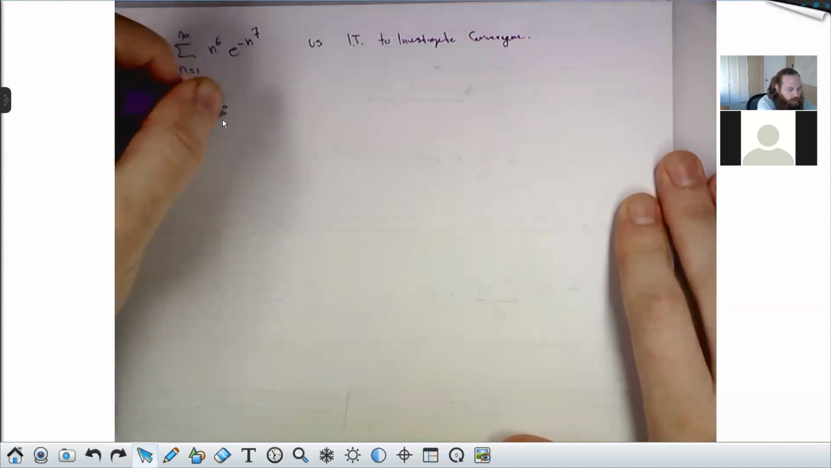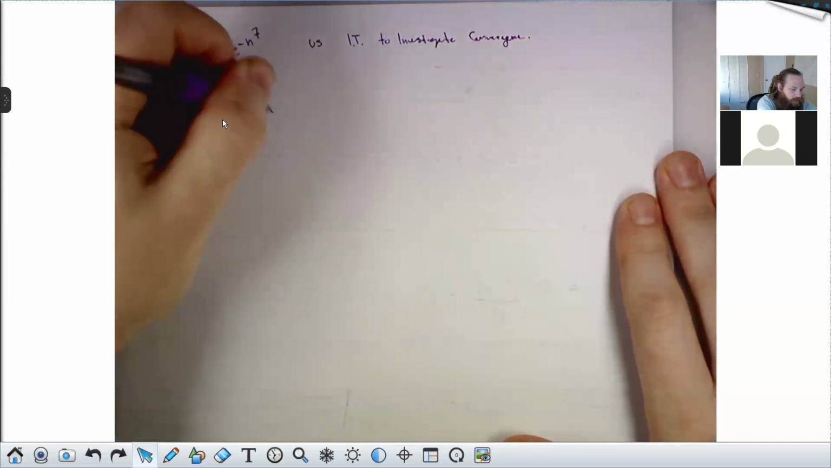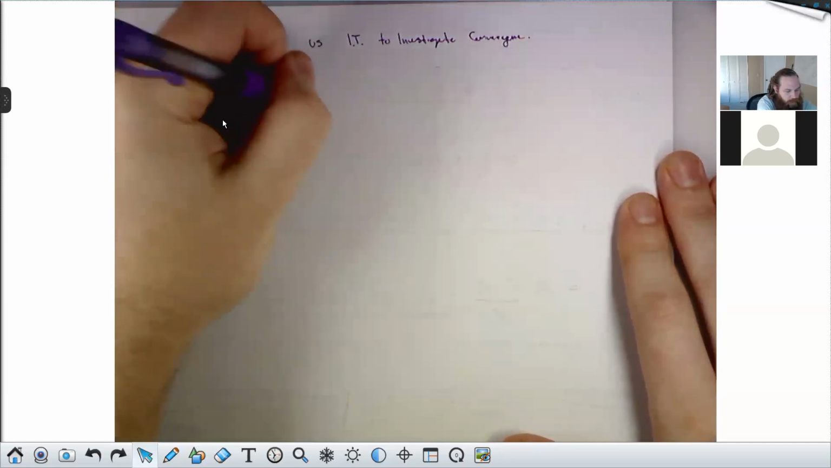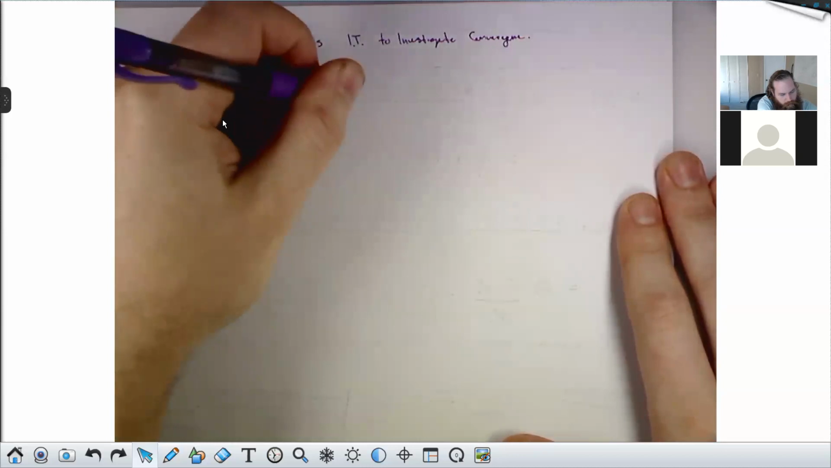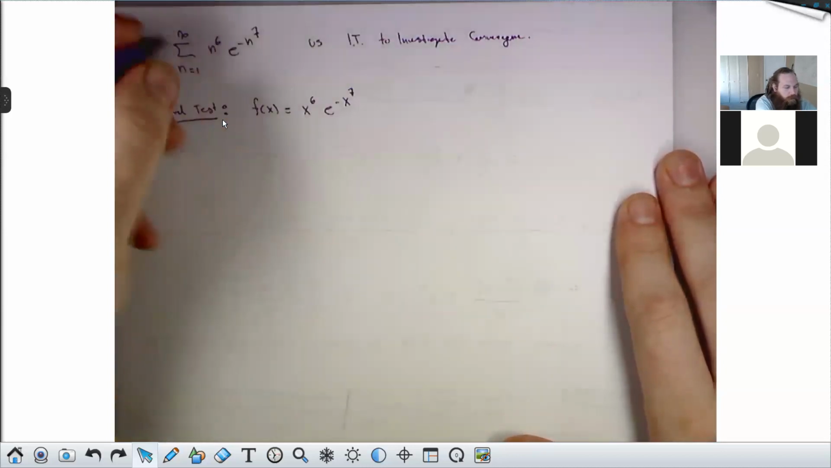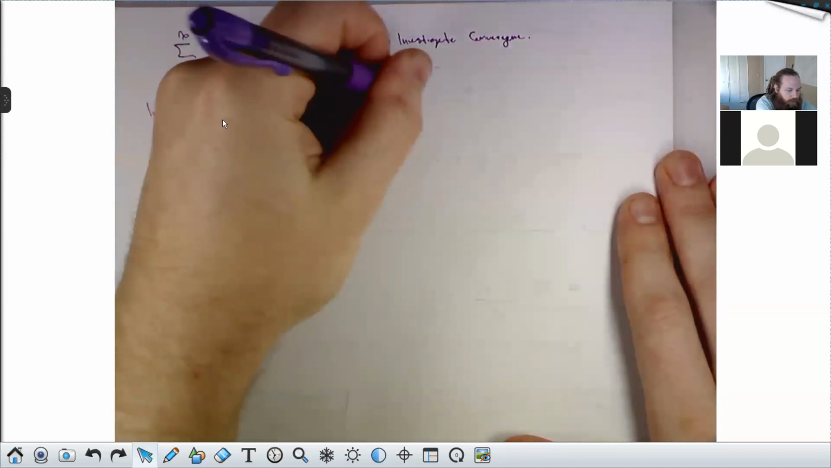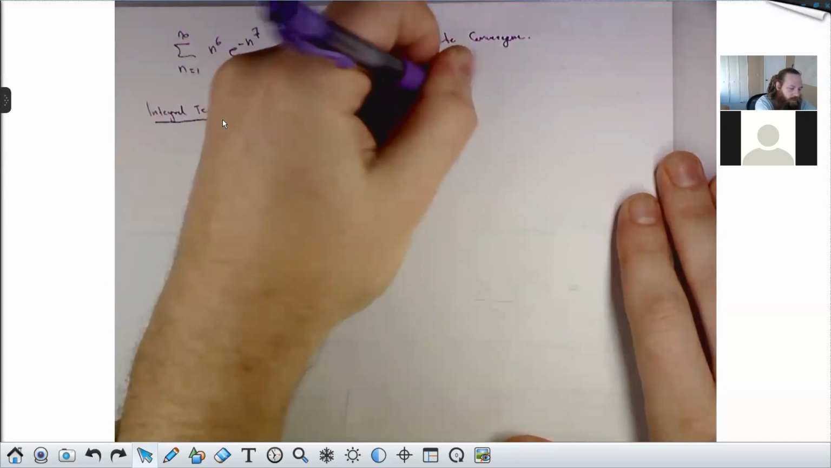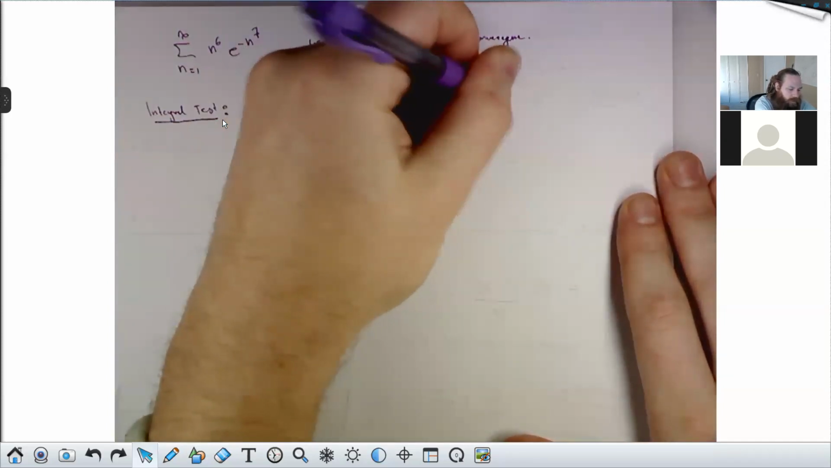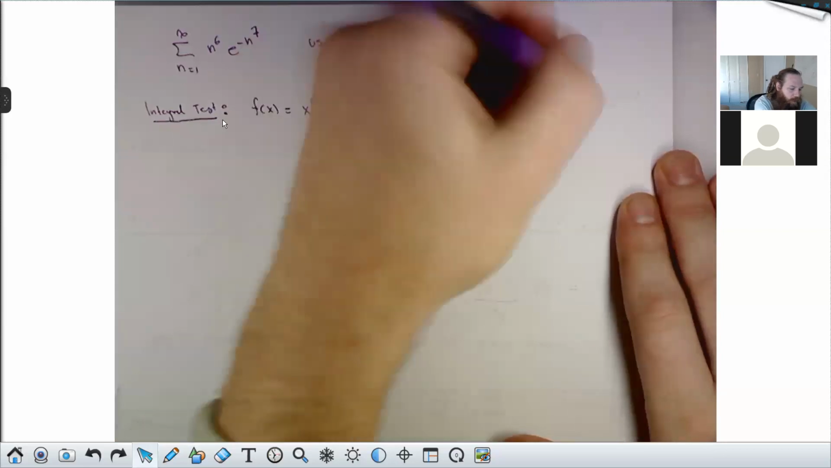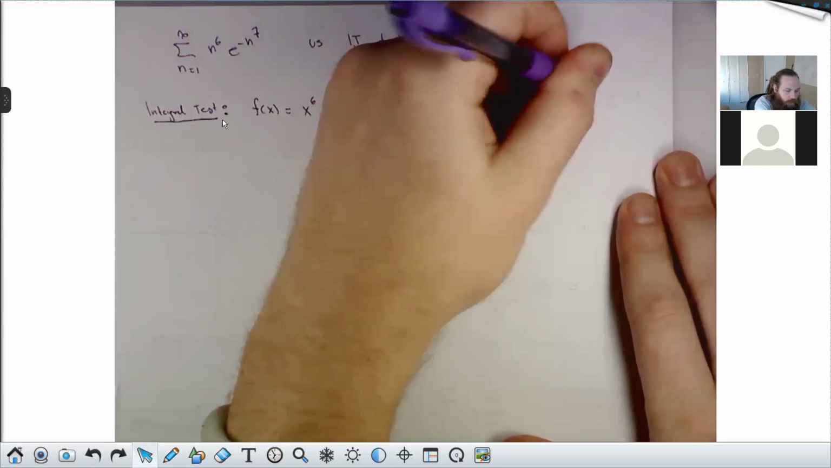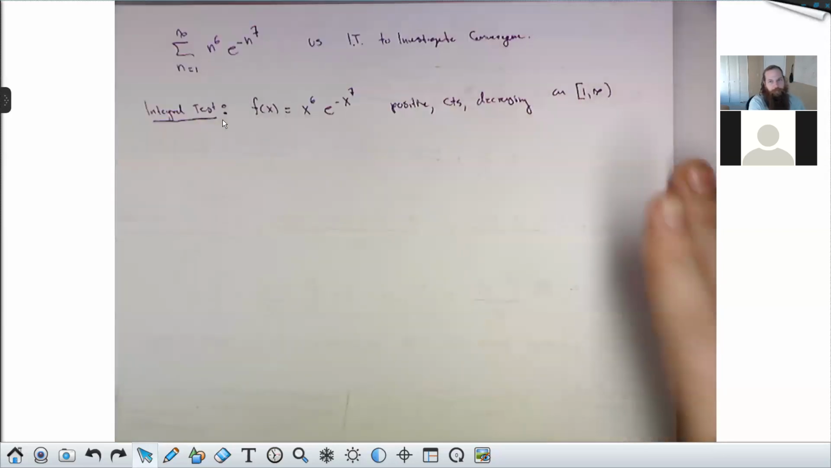Unfortunately, that means we have to show that the corresponding function, which is f of x equals x to the 6, e to the negative x to the 7, is positive, continuous, and decreasing, hopefully on the interval 1 to infinity.